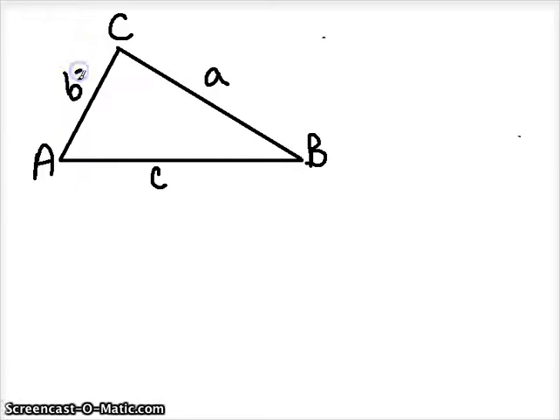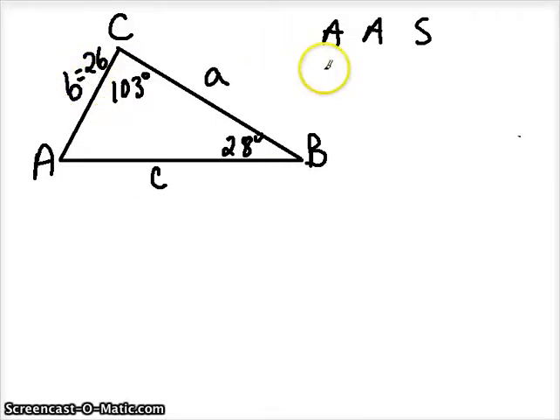So in this example, we're going to be given a side value. We'll know that side b is 26. We'll know that angle C is 103 degrees. And we'll be told that angle B is 28 degrees. So this is called a special case here. It's an angle side case. We got angle, side, as we go around the triangle. If you ever see a triangle with that given information, you can use law of sines.